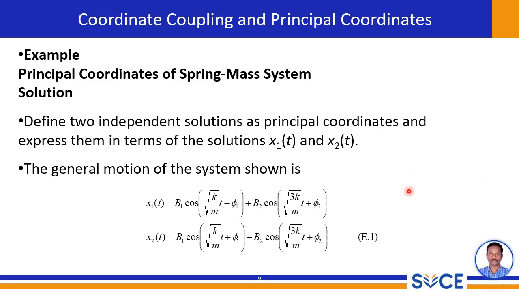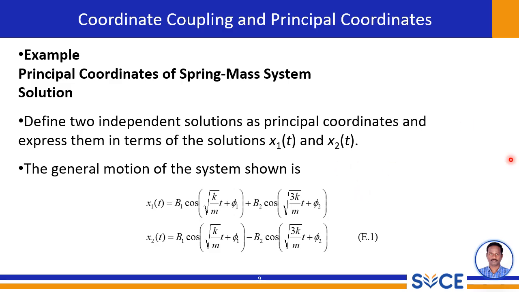We have set up our spring mass system, and now it's time to find the principal coordinates. Remember, these coordinates will help us greatly to understand the system's vibrational behavior in a simpler way. The first step is to define two independent solutions as principal coordinates and express them in terms of the solutions x1 of t and x2 of t. This means we are looking for two new coordinates that can represent the system motion without any coupling terms.